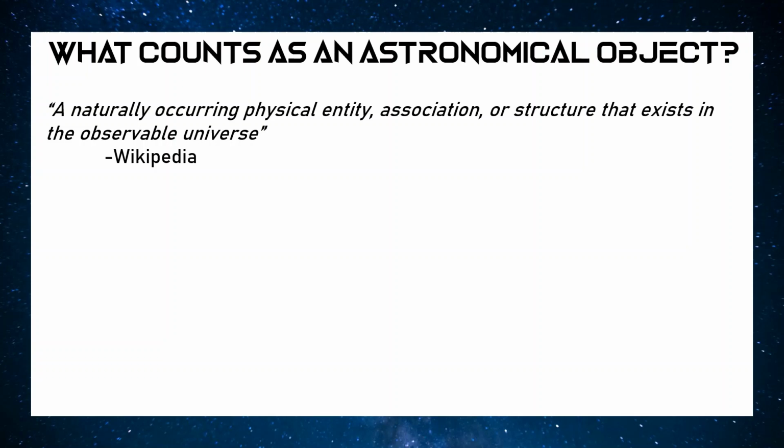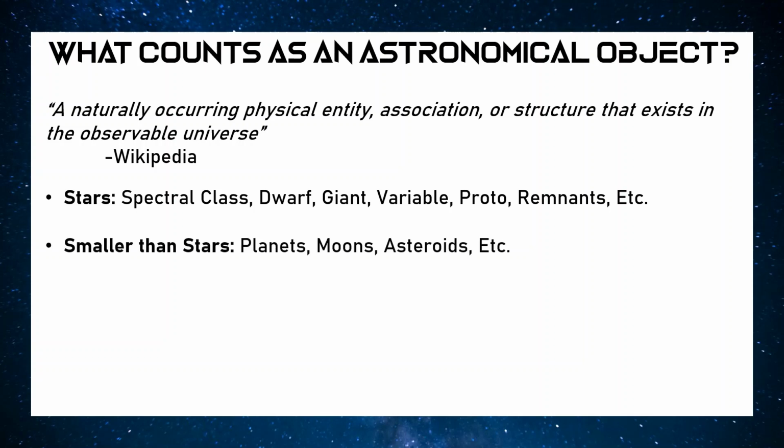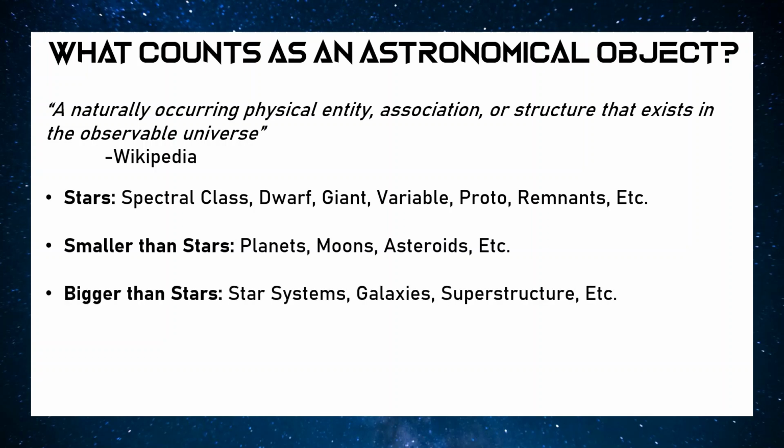So I'm going to split this out into three broad categories. First of all, stars as our basis point. We'll look at different spectral classes, the definition between dwarf and giant stars, variable stars, protostars, and stellar remnants, etc. Then I'll look at things that are smaller than stars, like planets, moons, asteroids, etc. Then finally, I'll wrap up with things that are bigger than stars, like systems, galaxies, superstructures, and the like.